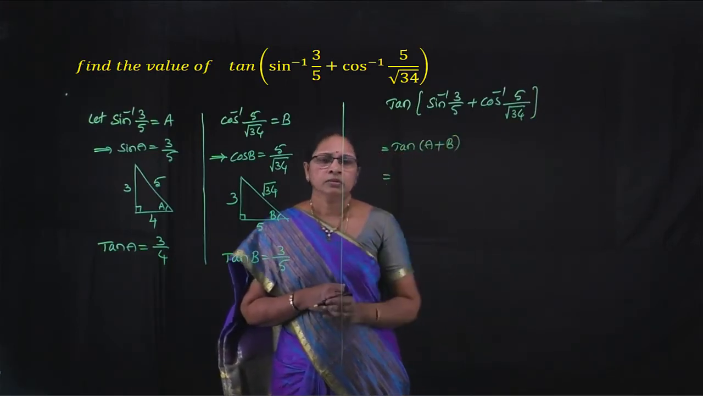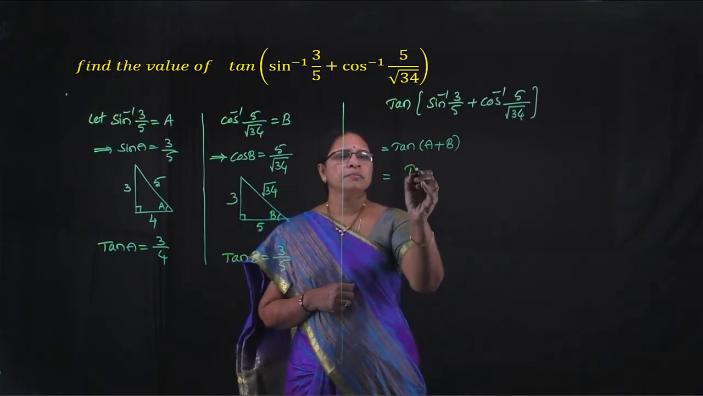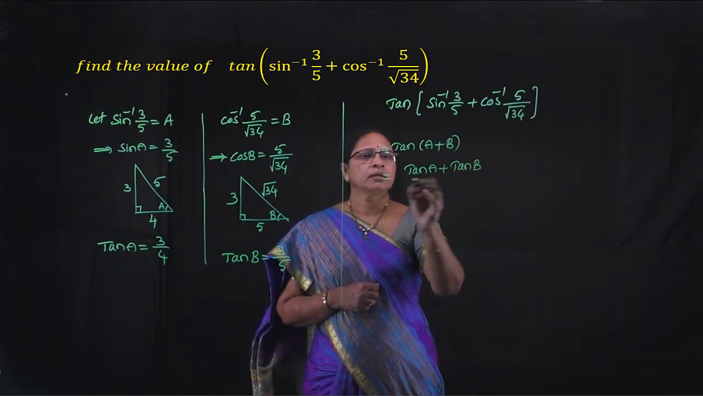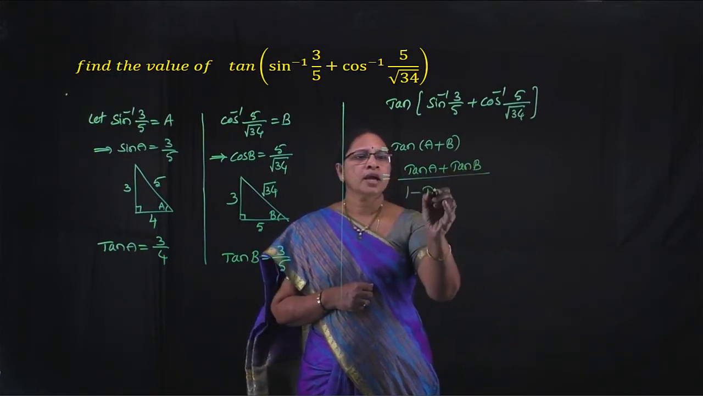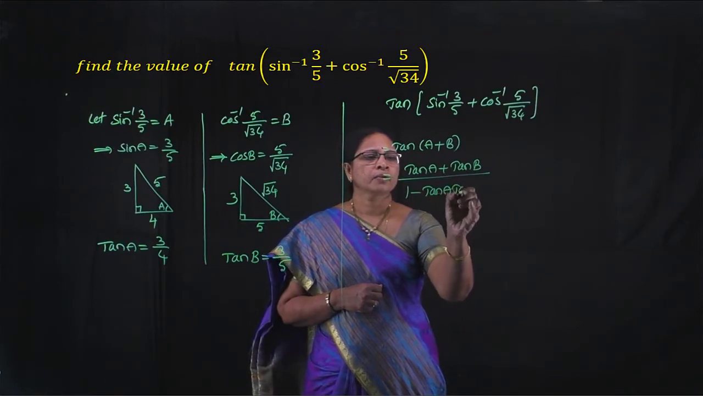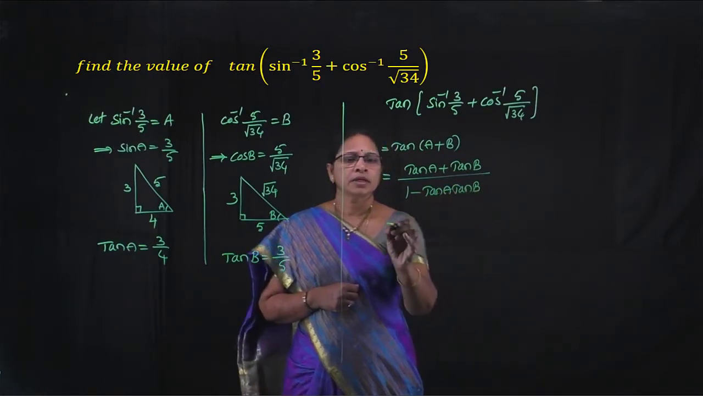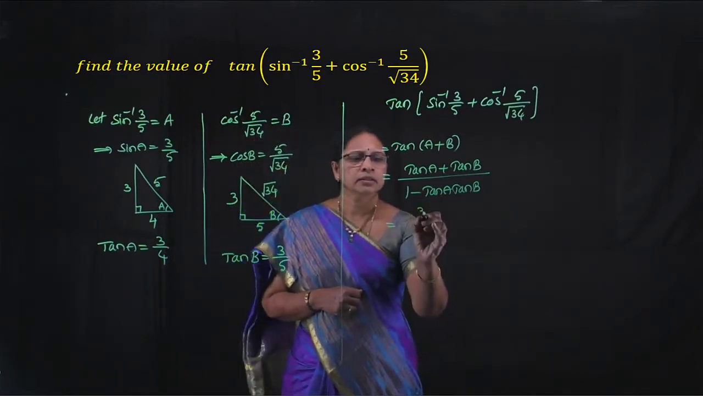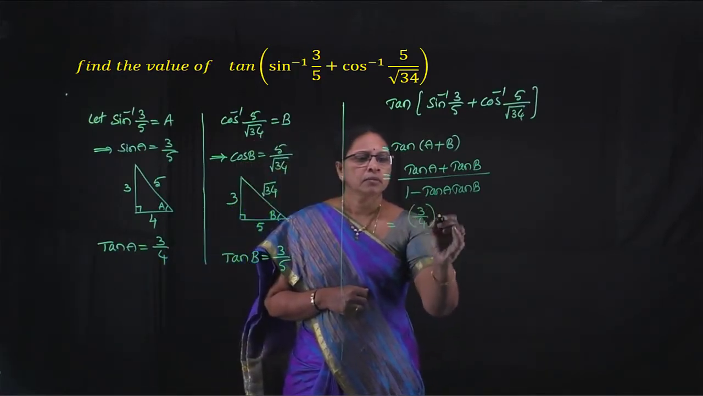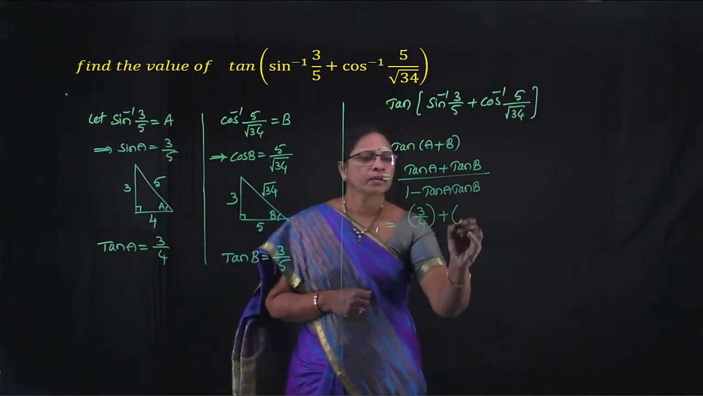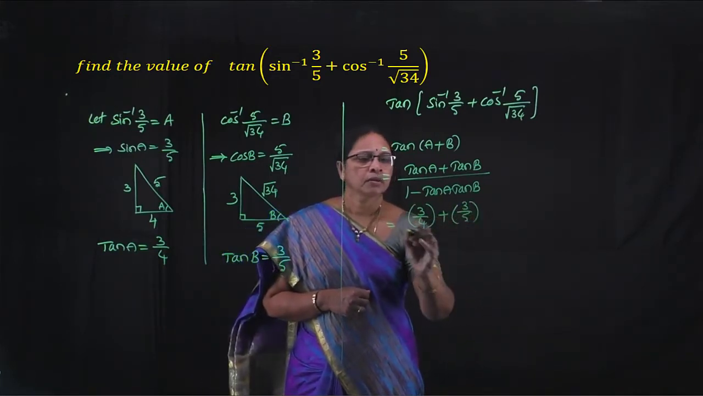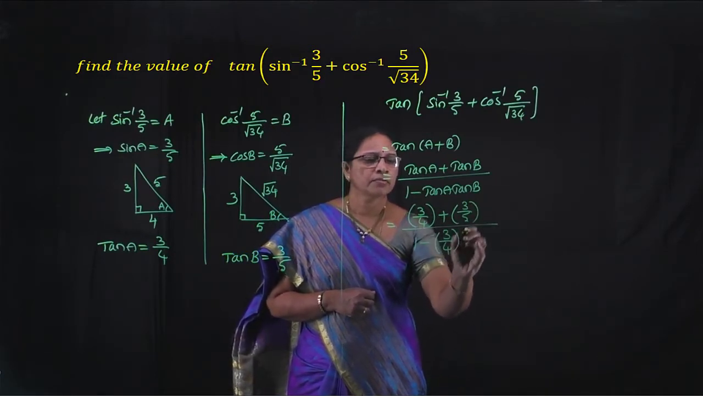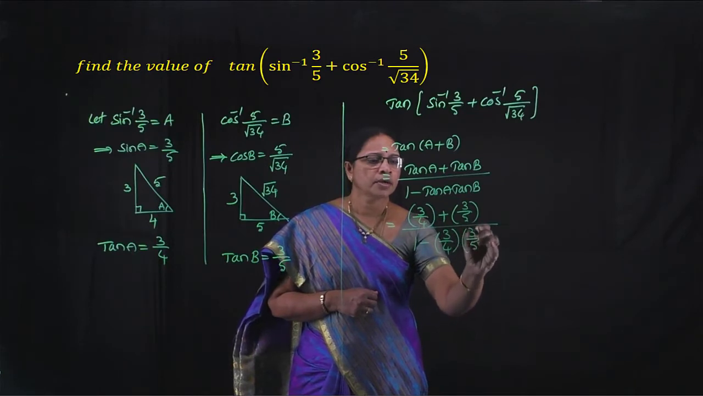We know the formula for tan A plus B is tan A plus tan B by 1 minus tan A tan B. That equals, here the value of tan A is 3 by 4 plus tan B 3 by 5, by 1 minus tan A, which is 3 by 4, tan B, which is 3 by 5.